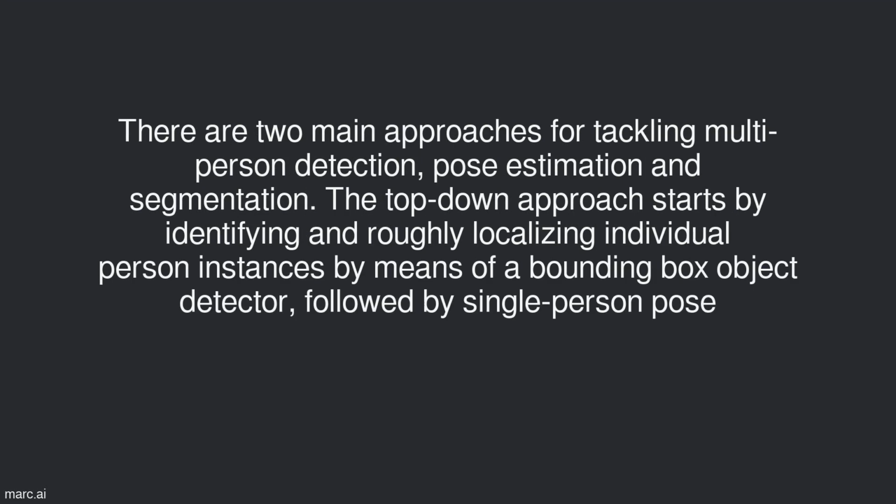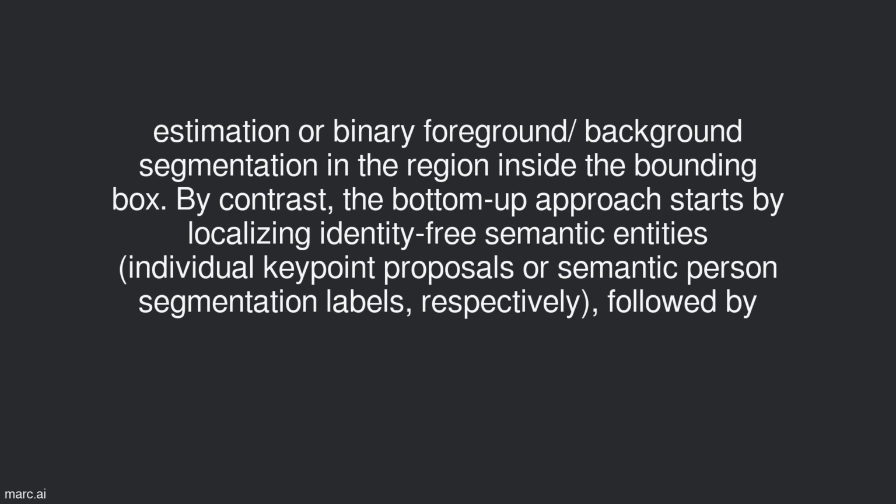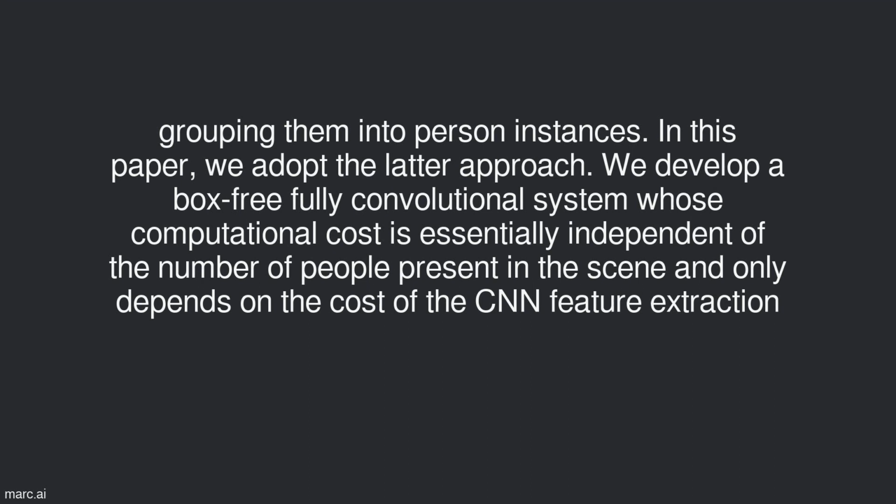There are two main approaches for tackling multi-person detection, pose estimation and segmentation. The top-down approach starts by identifying and roughly localizing individual person instances by means of a bounding box object detector, followed by single-person pose estimation or binary foreground-background segmentation in the region inside the bounding box. By contrast, the bottom-up approach starts by localizing identity-free semantic entities, individual keypoint proposals or semantic person segmentation labels, respectively, followed by grouping them into person instances. In this paper, we adopt the latter approach.